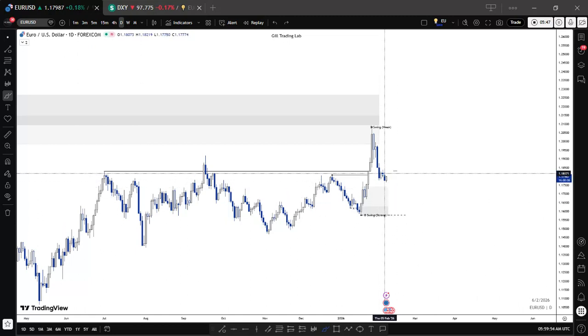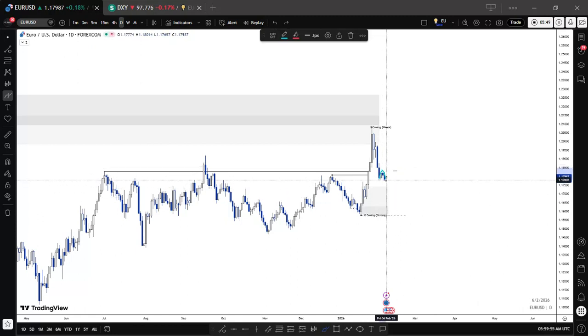But you see this structure on the lower time frames. It's a significant structure. Meaning, if we see the break of this high, it can be a signal that price will target this high.